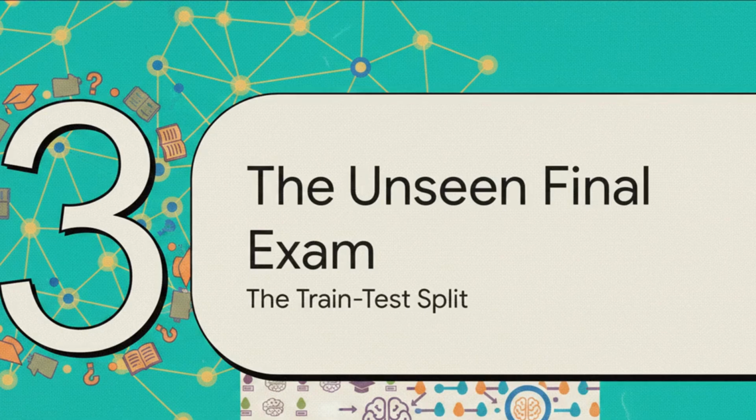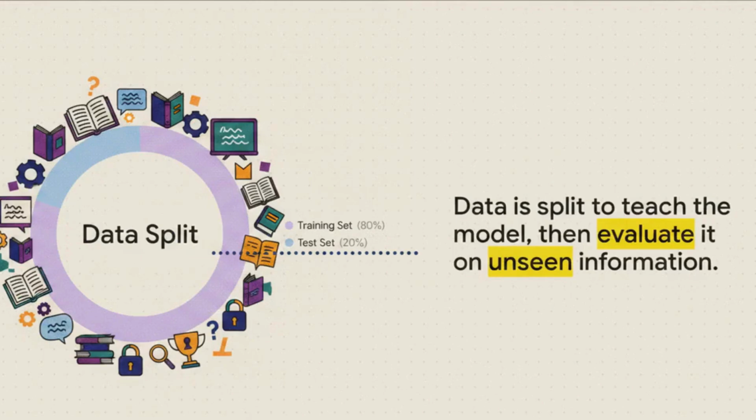In the AI world, we call this the train-test split. You know, it's a really elegant idea. We take all the data we have and we slice it into two piles. The big pile, usually about 80%, that's our training set. This is the homework, the textbooks, the lectures, all the study material. But that other 20%, we lock it away. That's the test set. It stays completely hidden until the final exam.